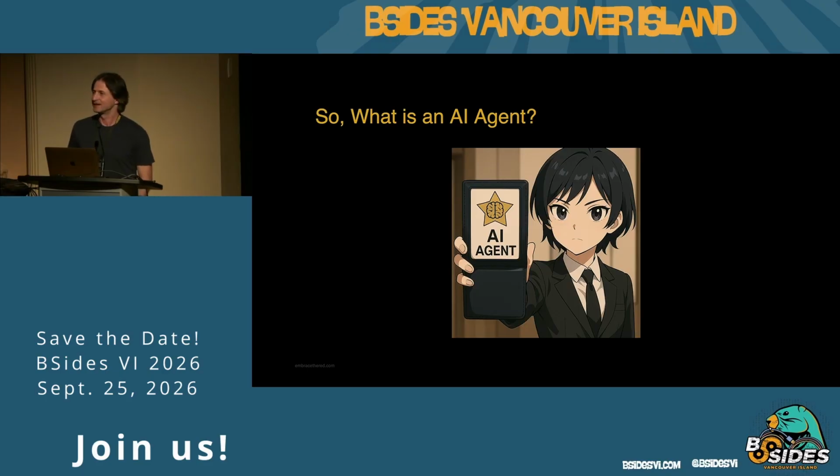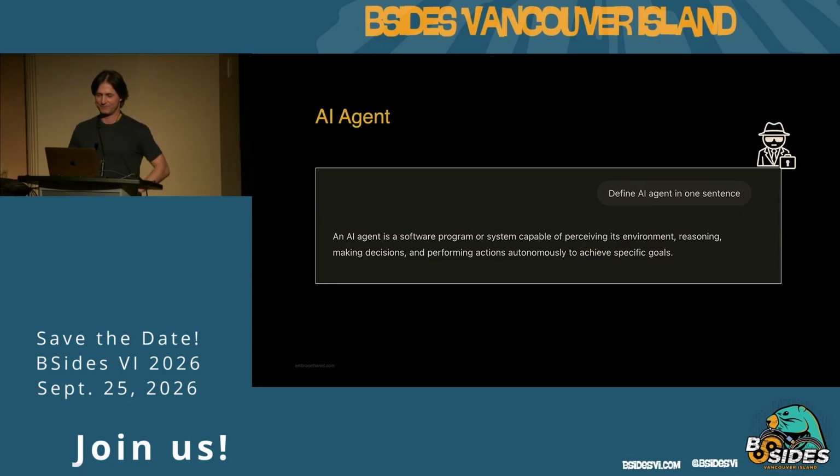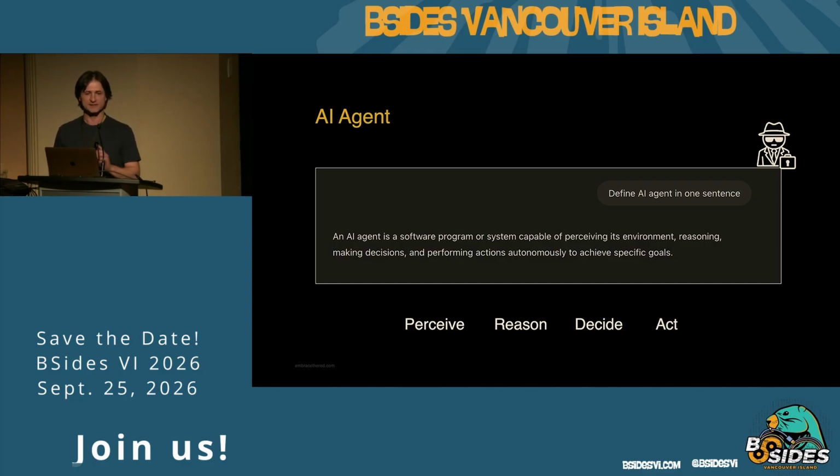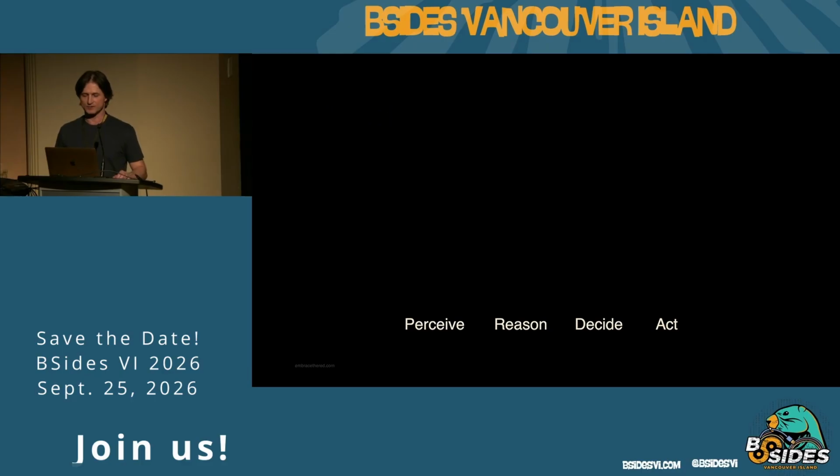But today, I want to talk about agents. So what is an AI agent? There are a lot of definitions, so I thought, why don't we just ask an AI itself to define an AI agent? This is what ChatGPT said: it's a system capable of perceiving, reasoning, making decisions, and performing actions autonomously. So these are the four big pillars of what an AI agent is, according to ChatGPT.